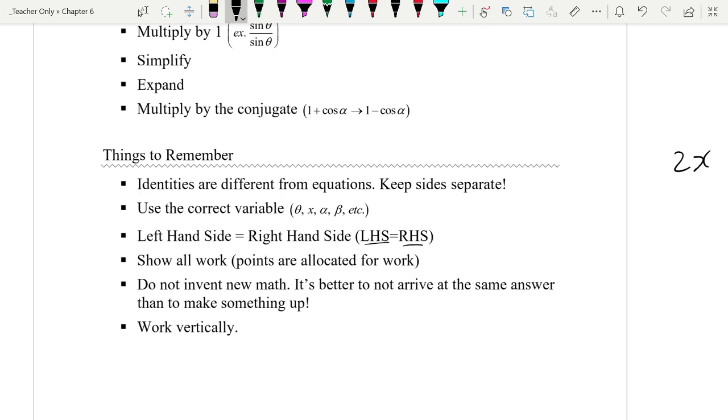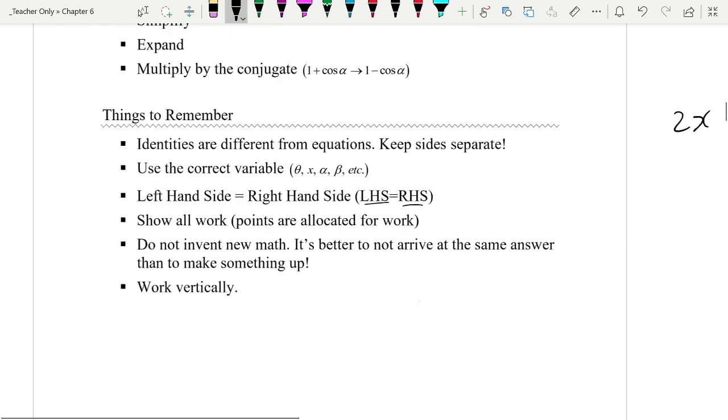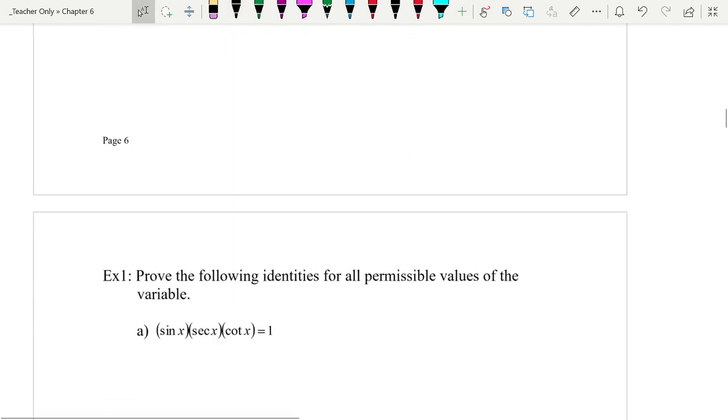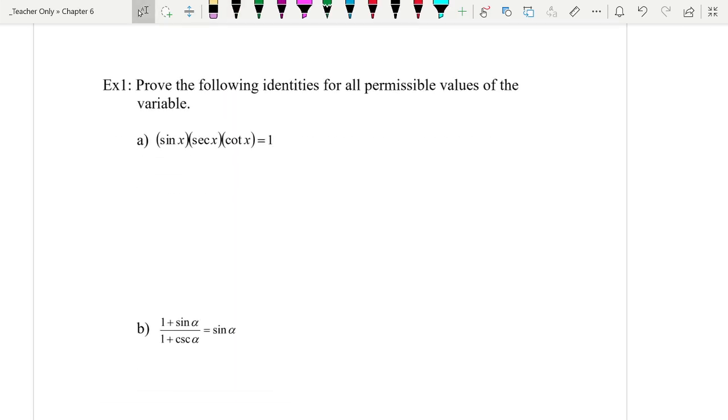Do not invent new math. It's better to not arrive at the same answer than to make something up. And we always work vertically. We always work down the page. So here comes our first couple of identities.